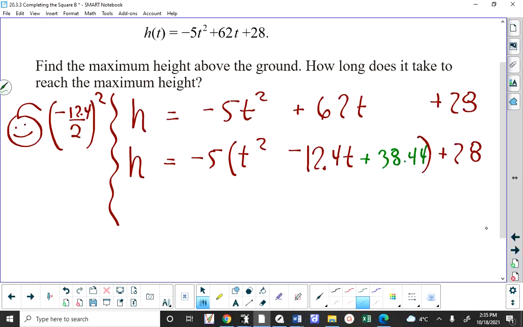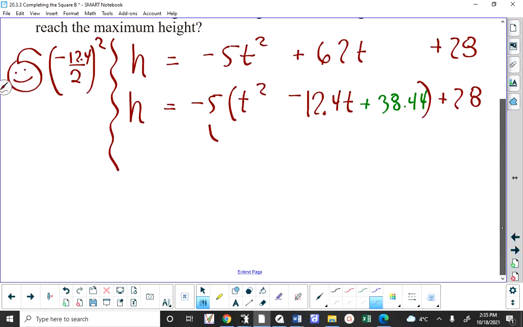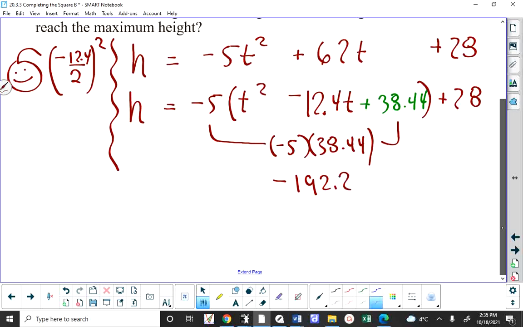I do not want to just subtract 38.44. I have to multiply these two things together. Negative 192.2. So by writing plus 38.44, I've actually taken 192.2 away, which means to correct that, I'm going to have to add 192.2. I have to do the opposite.